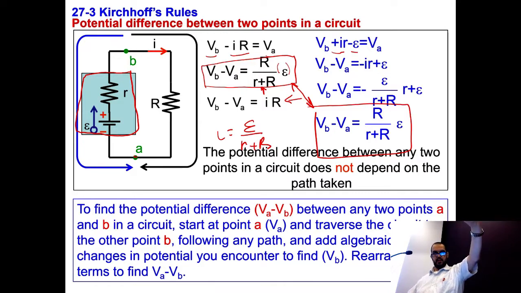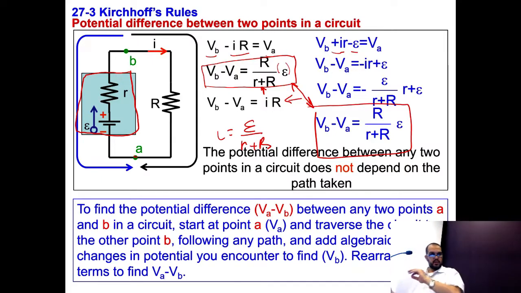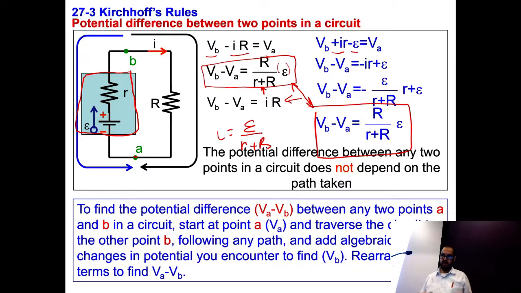You start at that point, you take any direction to reach the second point, and keep adding the potential changes until you reach that point, and you rearrange the terms, you can find the potential difference between those two points.